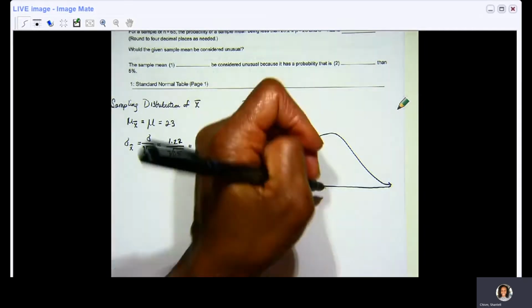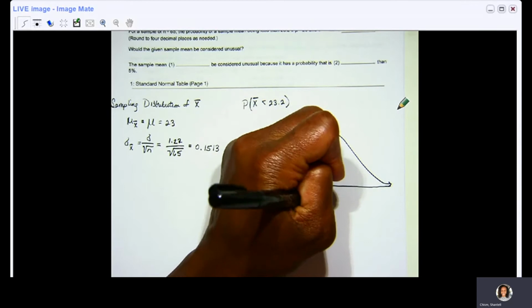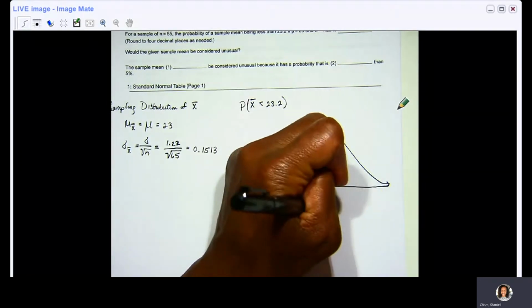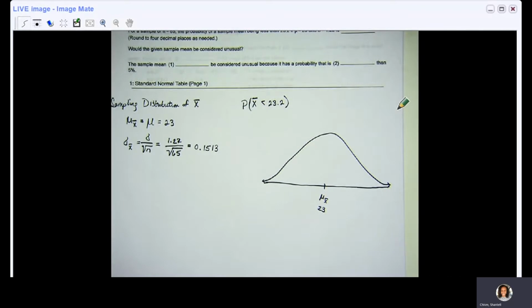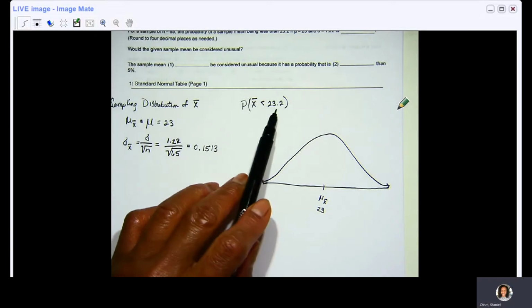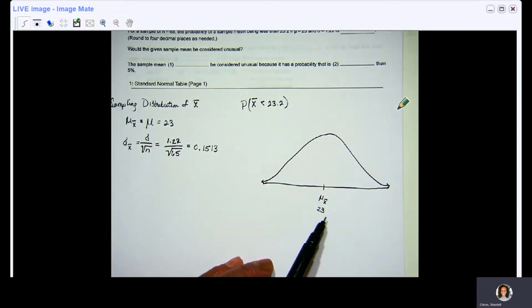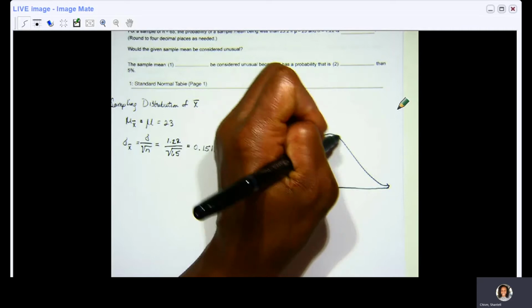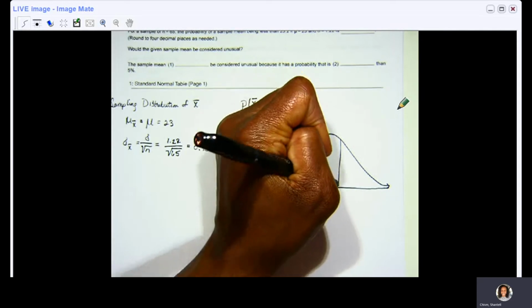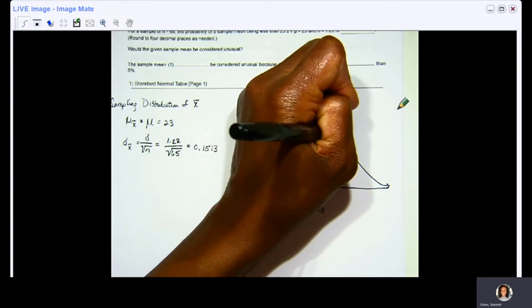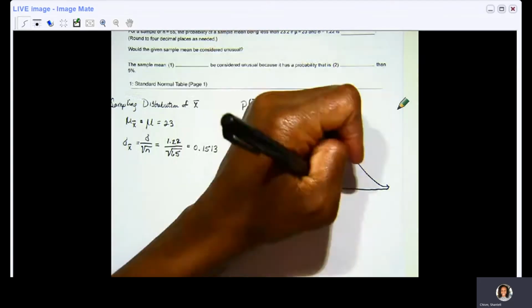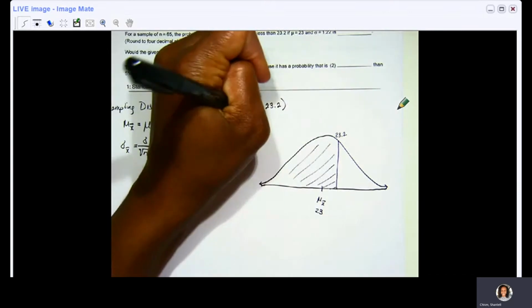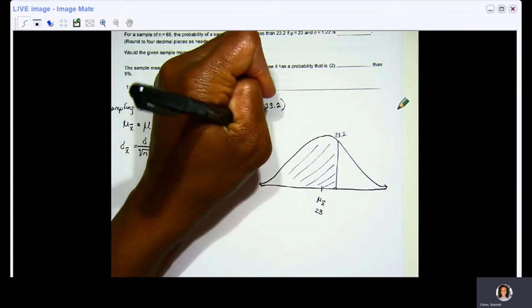Here at the center is my mean mu sub x, which is 23. I'm going to label this picture with the probability statement. I'm looking for the probability that X bar is less than 23.2. This value is slightly bigger than 23, so I'm going to put it to the right and label it 23.2. I want the probability that X bar is less than that, so I'm shading to the left. Less than, shade left.